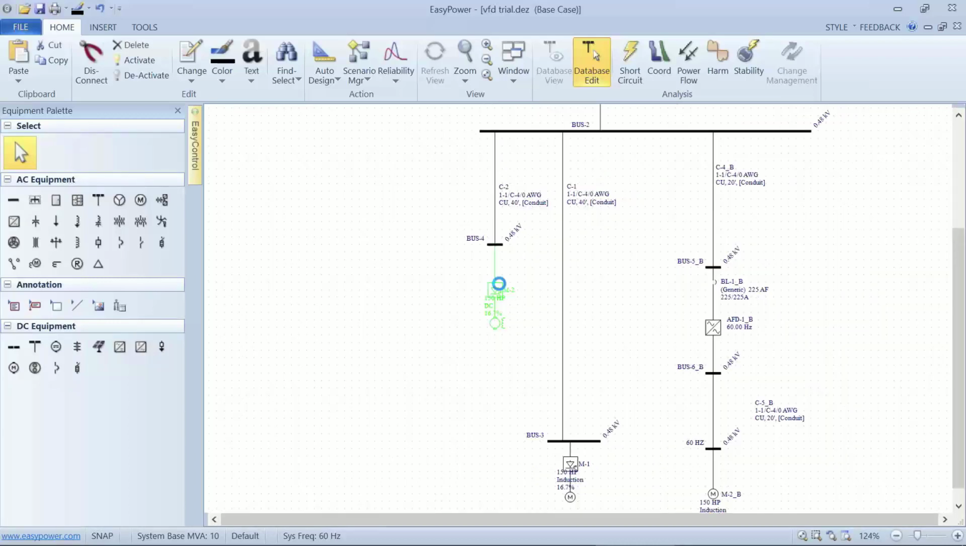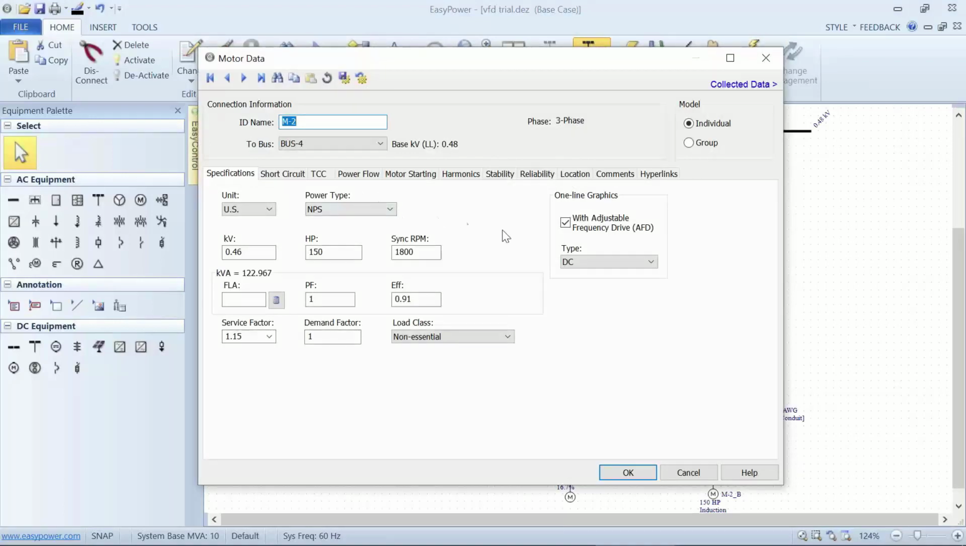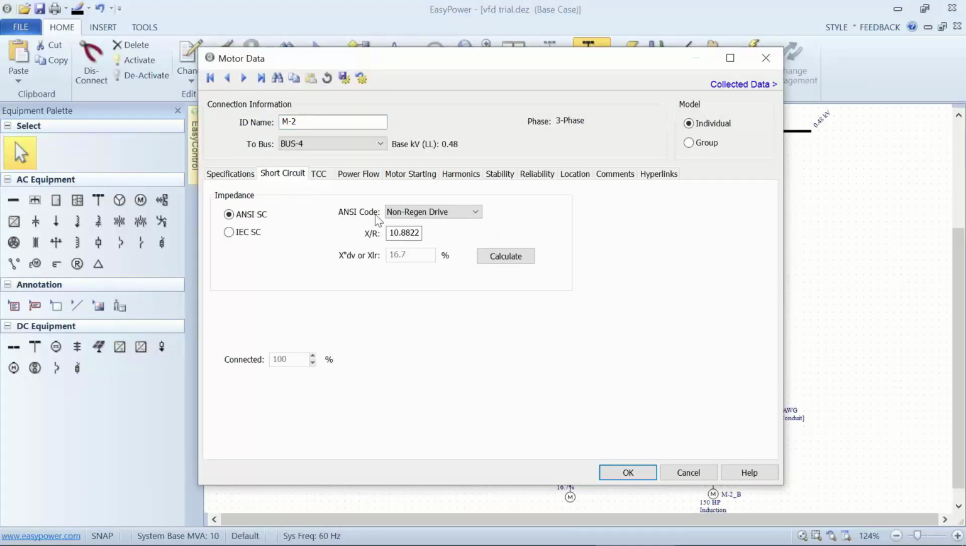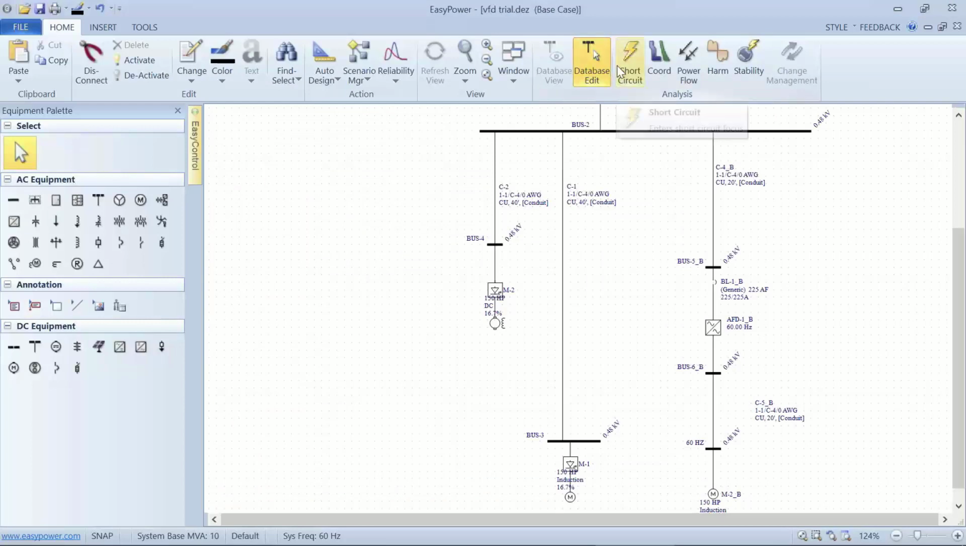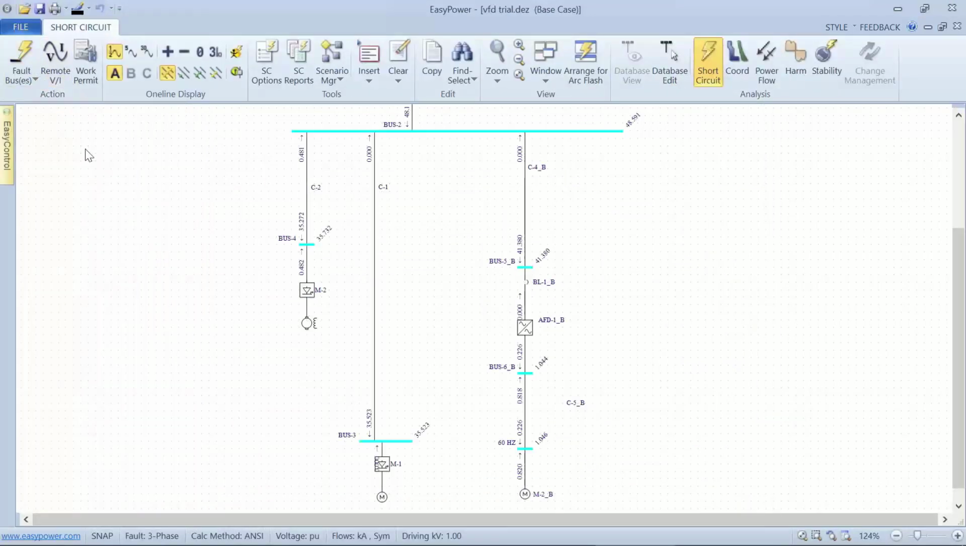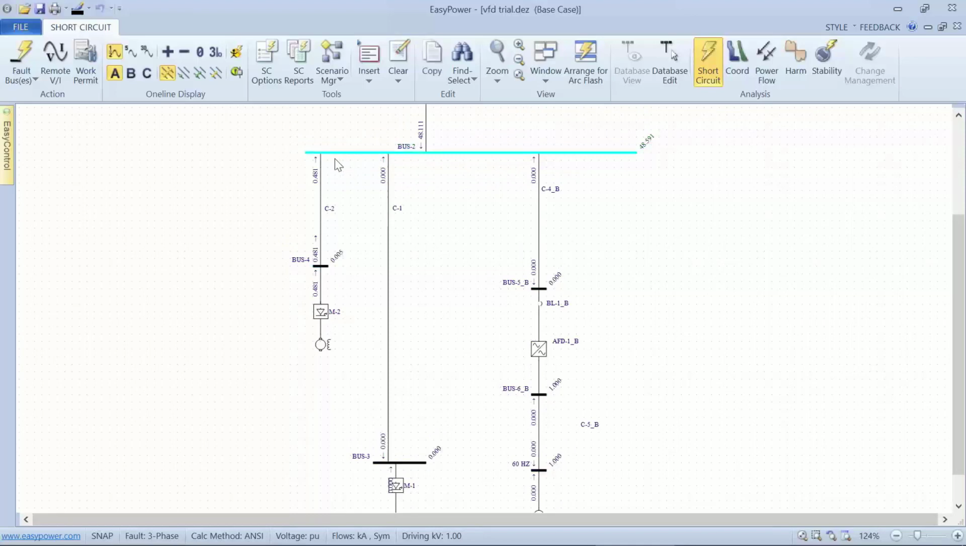Now, before I depart too far from this, back under short circuit, I also can designate regenerative or non-regenerative, and this will play a part in the short circuit. If we have a regen drive, we have contribution current back into an arcing fault. So let's see what my short circuit does for me. Based upon this being a regenerative system, during a fault on this bus 2, we'll see 481 amps contributed out of this VFD controller.